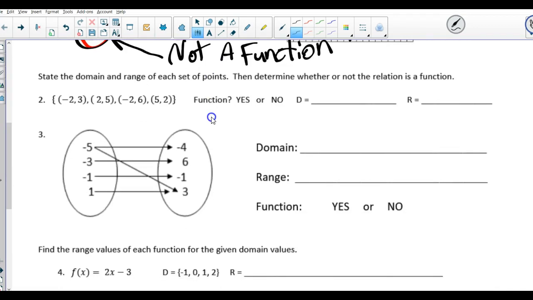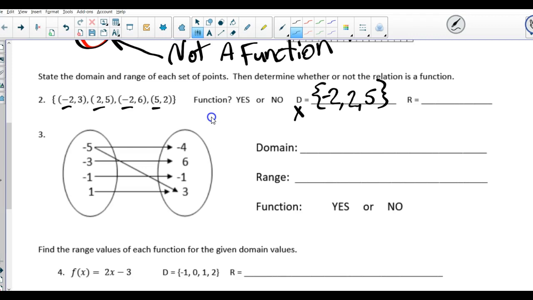Number 2, similar but very simple. Just, is it a function, yes or no? What's the domain? What's the range? Domain is your x values, which are the first number of each ordered pair: -2, 2, -2, 5. So I'm going to list those: -2, 2, 5. They don't have to be in numerical order, but usually they are.